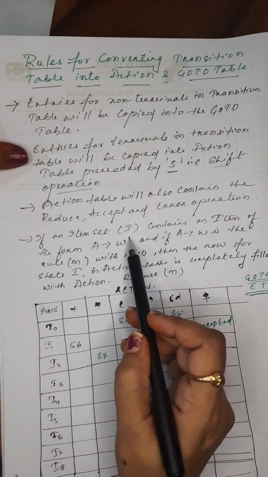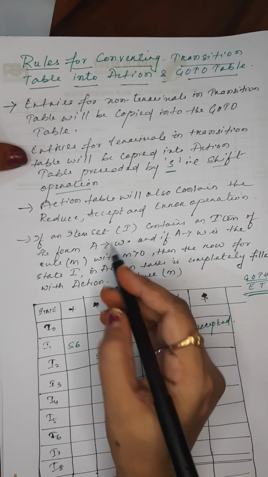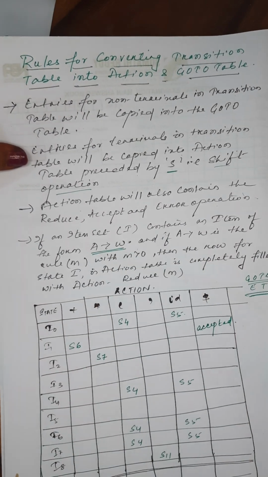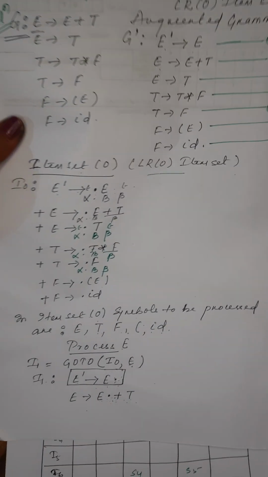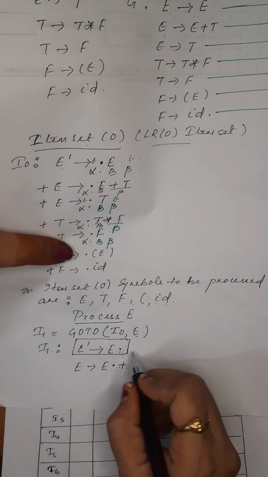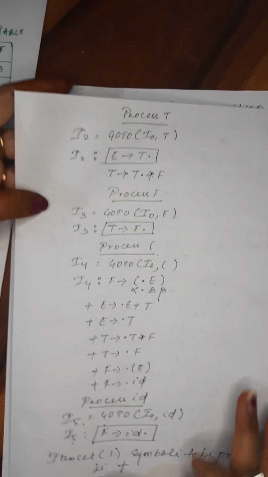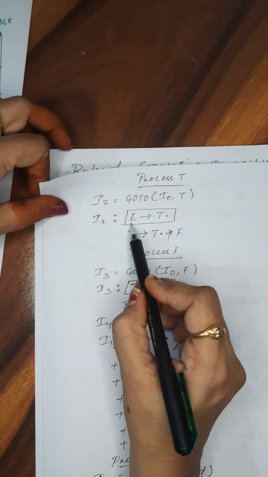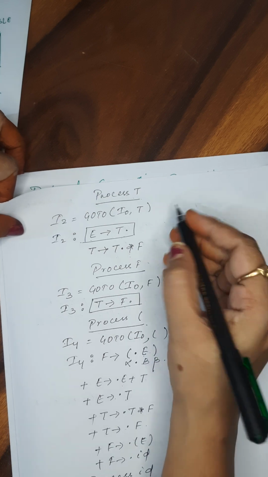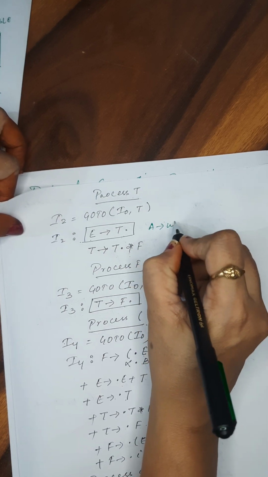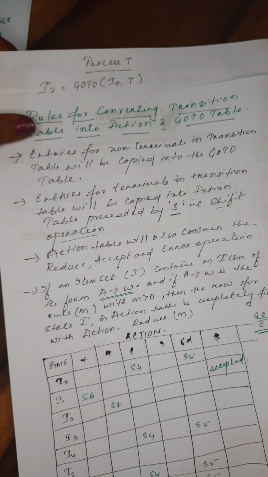If an item set I contains an item of the form A tends to W dot, it means we have to check for the parsing over here. Leave the augmented grammar, it has already been done. So go to the other tables. Now see, here E tends to T dot. So which form is it? A tends to W dot. Now come to the rule. So what is the rule?